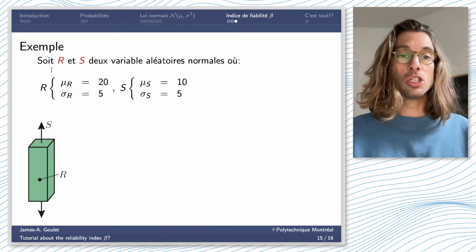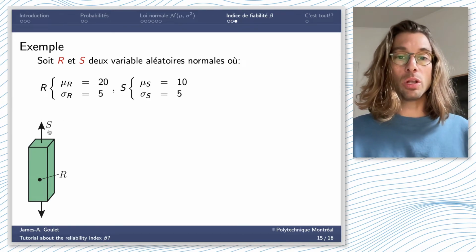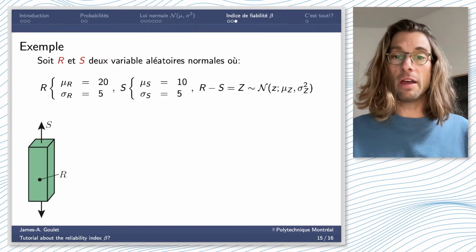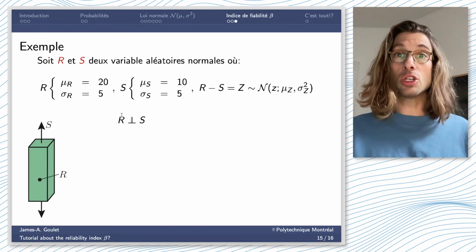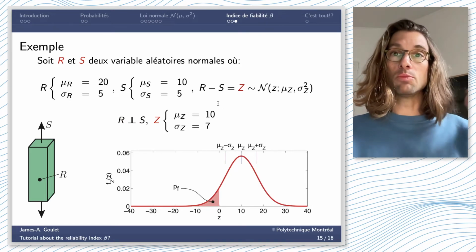Let's imagine that the strength R has a mean of 20 and a standard deviation of 5, and the solicitation S has a mean of 10 and a standard deviation of 5. Our margin of safety is represented by R minus S. This is going to be normal. So if R and S are assumed to be statistically independent, mu Z is going to be 10, and sigma Z is going to be 7. We calculated this with the expression we saw earlier.